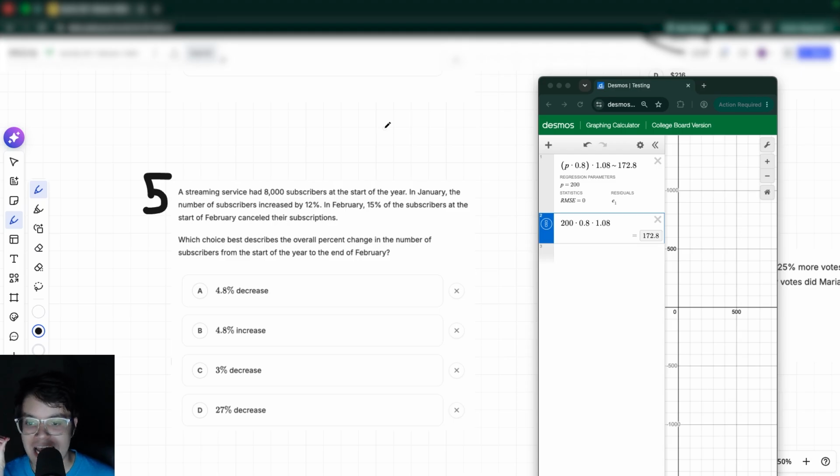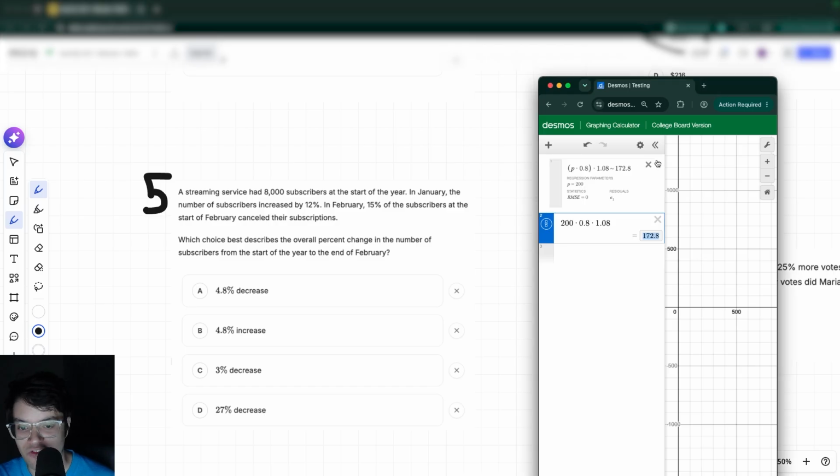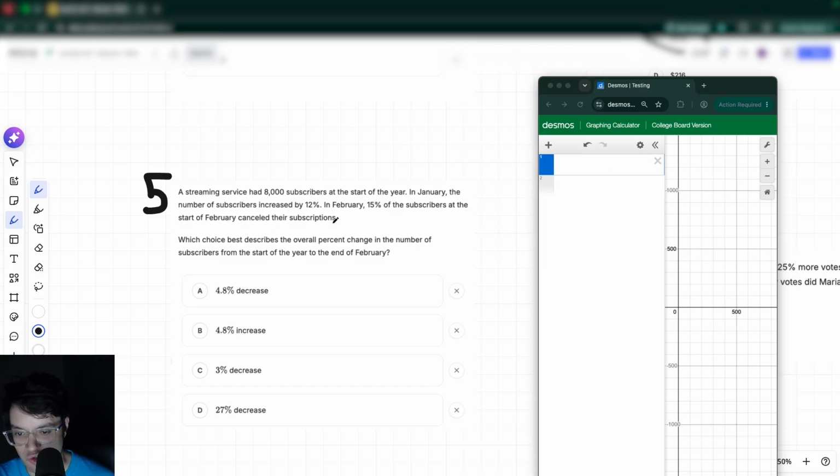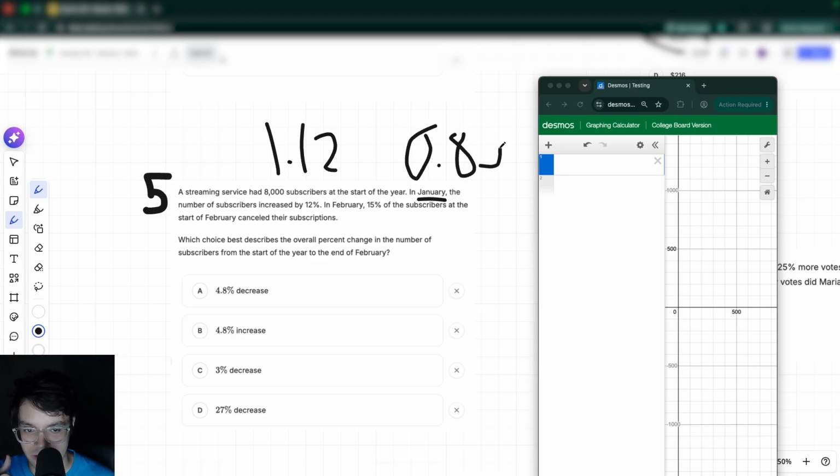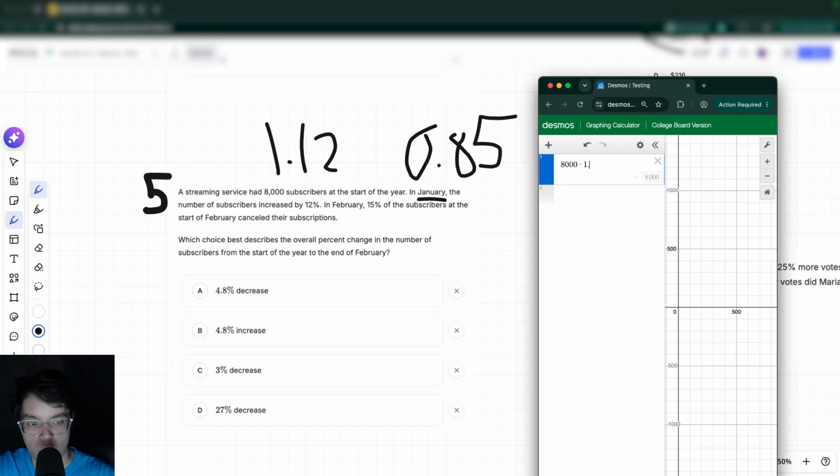A streaming service had 8,000 subscribers at the start of the year. In January, the number of subscribers increased by 12%. Then in February, 15% of subscribers canceled their subscriptions. What is the percent change? Well, for January, that would make sense to just be 1.12. It must be getting bigger, increasing, tip logic. February, though, 15% cancel. That means it's getting smaller, so discount logic, so 0.85 would instead be the thing there. So we just do 8,000 times 1.12 times 0.85, and then we get 7616.